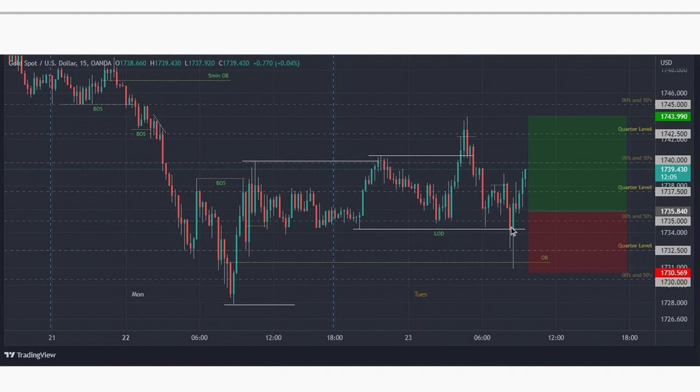Our fifth confirmation is this big bullish candle, engulfing candle. That's our fifth confirmation. Put in buys here, take profit at the high of the day.